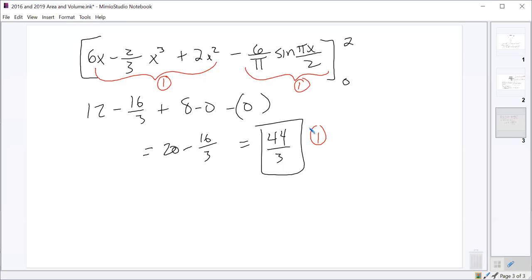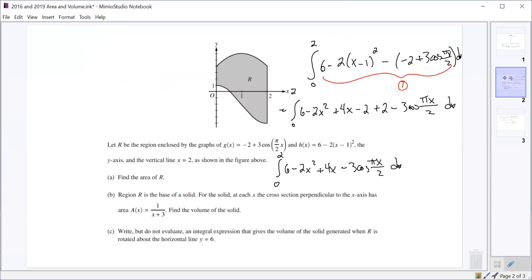Could you anti-differentiate it without distributing the (x minus 1) squared? Sure. I just want to, because I got the wrong answer, and I just want to see if I did that right and if I get that point. Yeah, you definitely could. You'd get 6x.